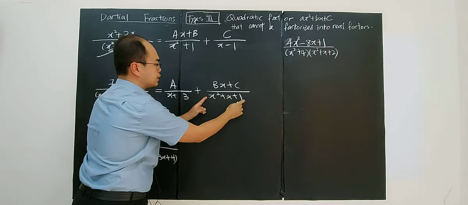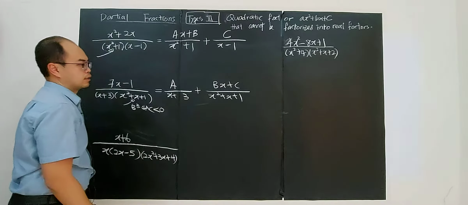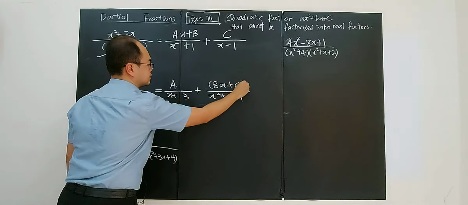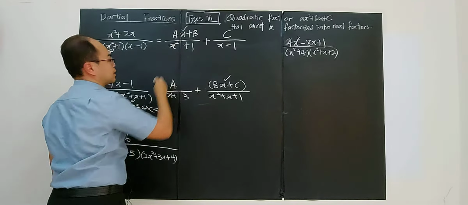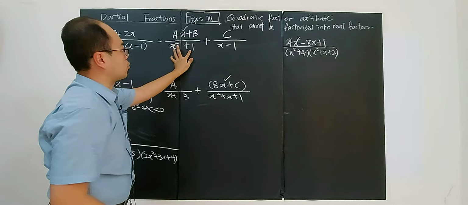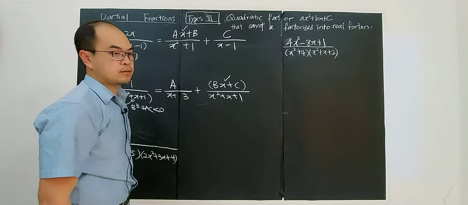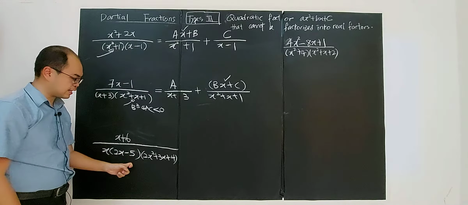If this is a quadratic, this must be a linear factor: a, b, c, bx plus c. Can you see that? Bx plus c, ax plus b. So as long as this is a quadratic factor, this must be a linear factor. Okay, if you don't understand very well, let's look at this one.